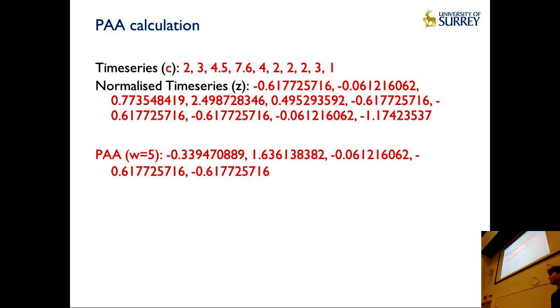And for the PAA, I've created a frame size of W, and when I say W, it means I need 5 frames. It doesn't mean the frame size is 5. It means I'm expecting to have 5 frames.